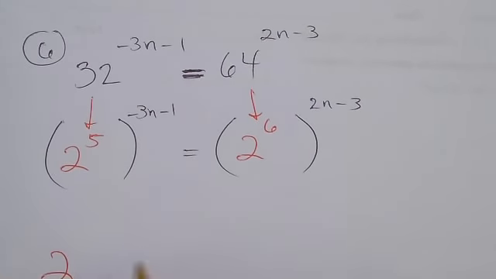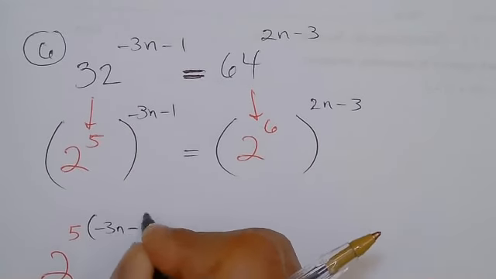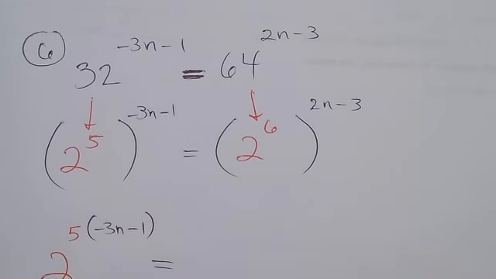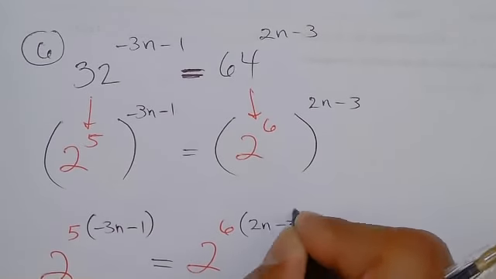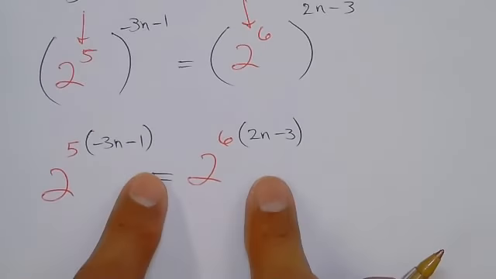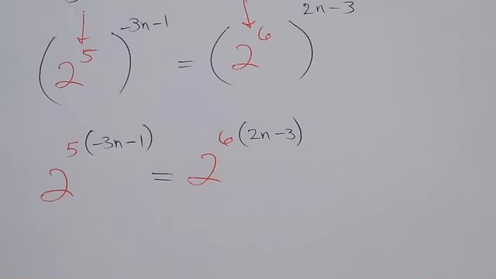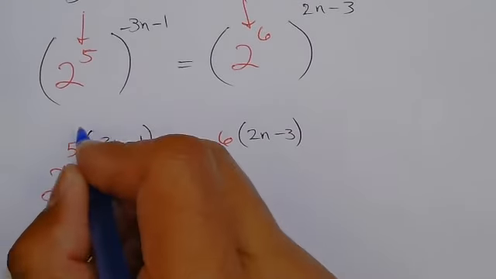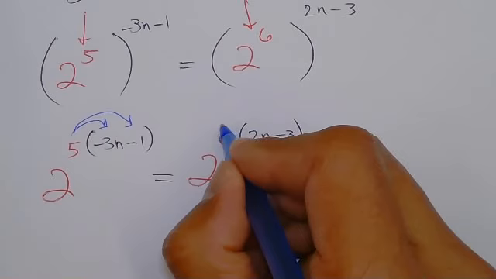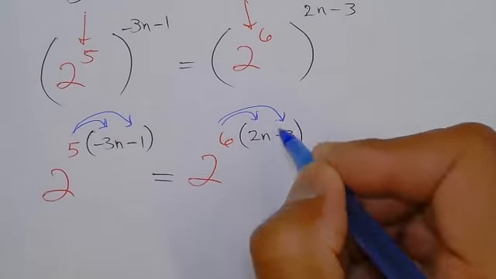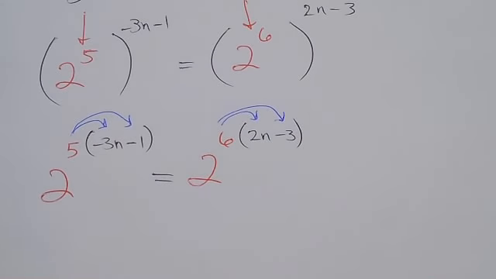All right, once you figure that out, it's gonna start getting easy. But you're gonna get 2 to the power of 5 times negative 3n minus 1. See, don't skip this step, is equal to 2 to the power of 6 times what? You got to do that. You got to see that so you can see that you're going to have to distribute. Isn't that the distributive property? That 5 has to multiply to those two, and this 6 has to multiply to all the terms inside there. Okay.